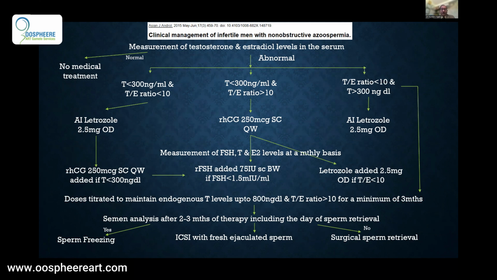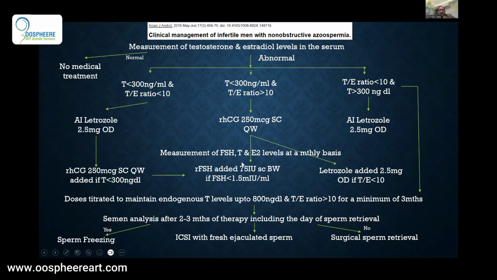And if the testosterone is really low, like less than 300, then you can give recombinant HCG 250 microgram, because HCG mimics LH and it acts on the LH receptor, so it helps estrogen and testosterone production. If the testosterone is less than 300, which is a second scenario, and the testosterone estrogen ratio is more than 10, then first what you do is increase testosterone by giving recombinant HCG 250 micrograms subcutaneously, twice or thrice in a week.